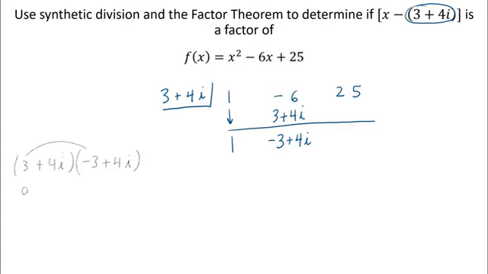3 times negative 3 is negative 9. 3 times 4i is 12i. 4i times negative 3 is minus 12i. So the plus 12i and the minus 12i add out. And then the last step is to multiply 4i times 4i. Well, that's 16i squared.